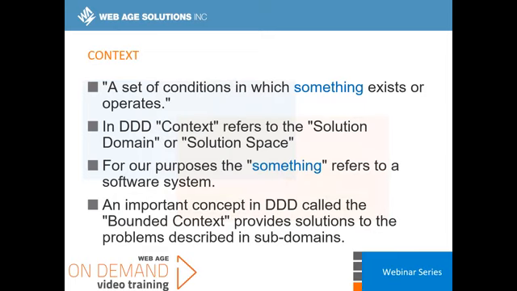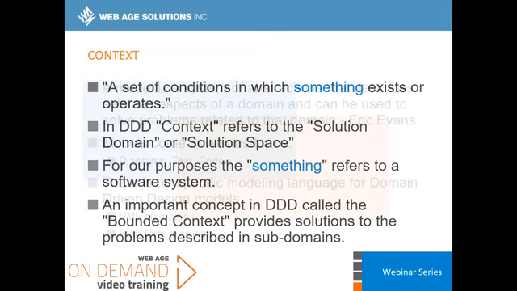Context in general is the set of conditions in which something exists or operates. For our purposes, that something refers to the software system that we're trying to develop. In domain-driven design, context refers to the solution space or the solution domain. So we have a set of what we need described in the domain, and then a set of how we're going to solve the problem, which is described within the bounded context.